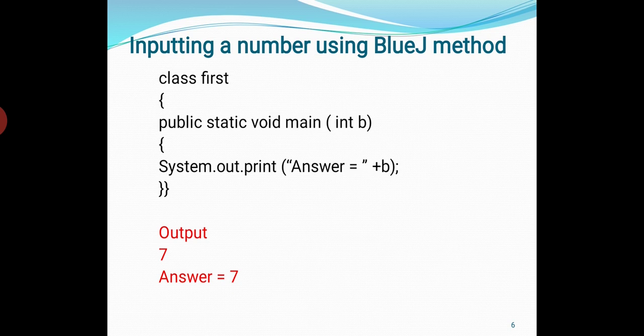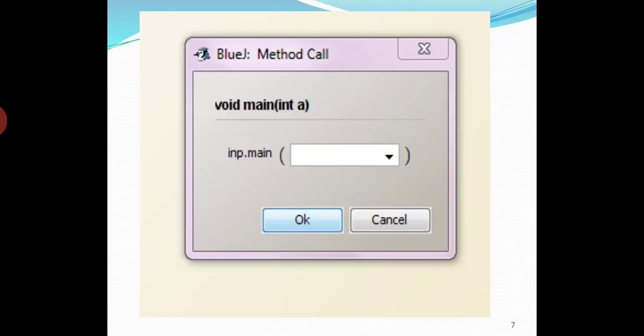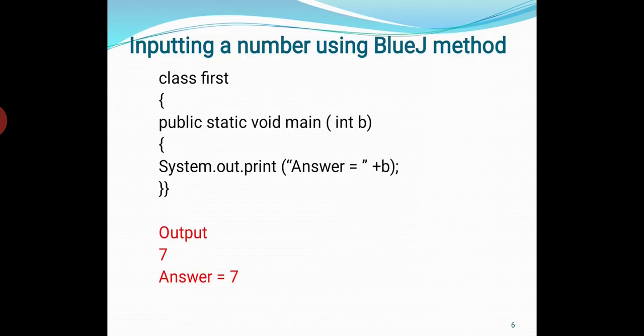The first part, the red 7 in the first line, is indicated. It has to be inputted here, and then answer is equal to 7 will be displayed.